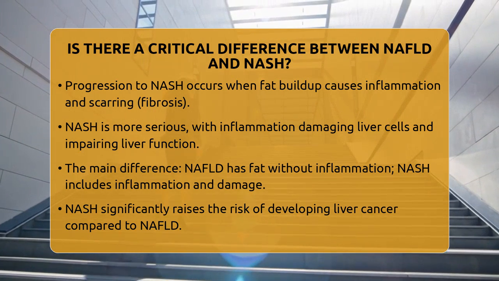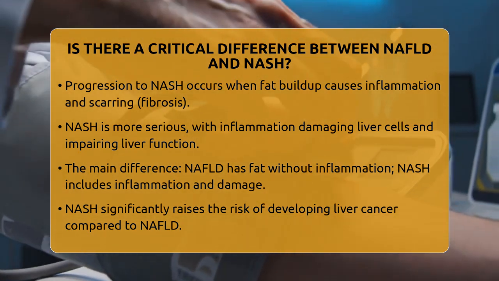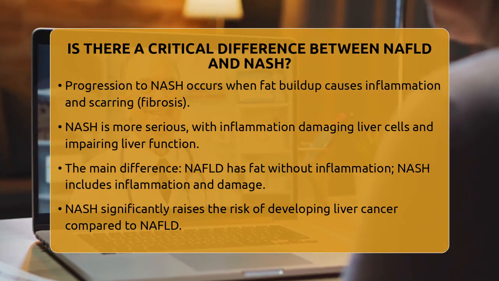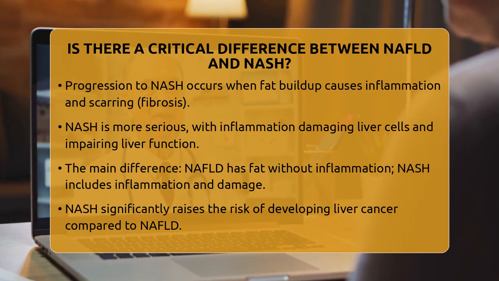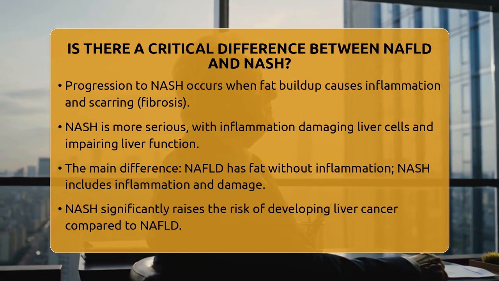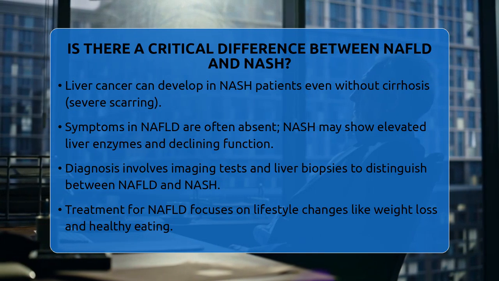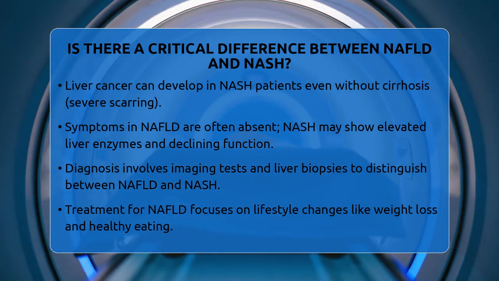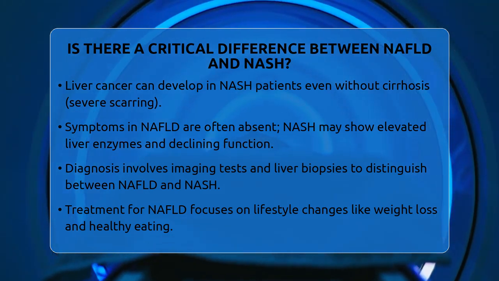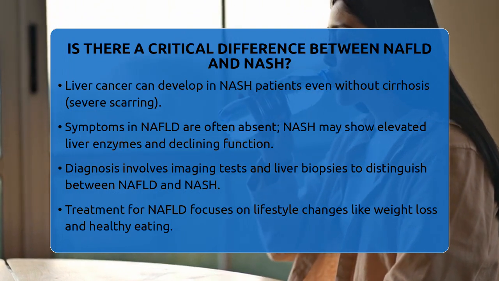But with NASH, the risk jumps even higher because the ongoing inflammation and scarring create an environment where cancer can develop more easily. Interestingly, liver cancer can sometimes develop in NASH patients even if they do not have cirrhosis, which is advanced scarring of the liver. This means that the inflammation itself can promote cancer development even before the liver becomes severely scarred. This is different from other liver diseases where cirrhosis is usually a prerequisite for cancer.